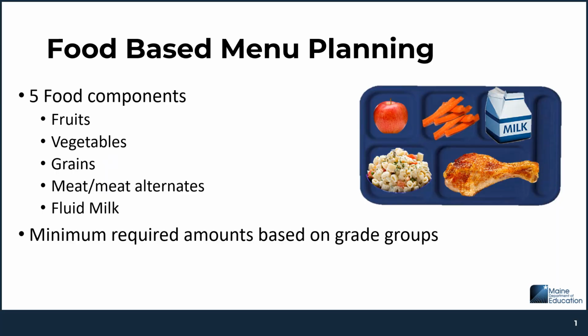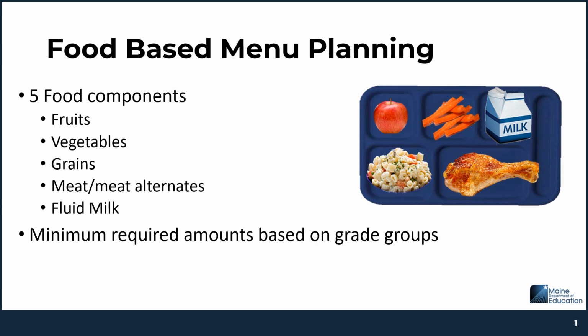School nutrition programs use food-based menu planning. Food components are foods that have been grouped together based upon their nutritional contribution to the diet. The 5 food components are fruits, vegetables, grains, meat alternates, and fluid milk. The meal pattern requires specific meal components to be offered in certain amounts to qualify as a reimbursable meal.